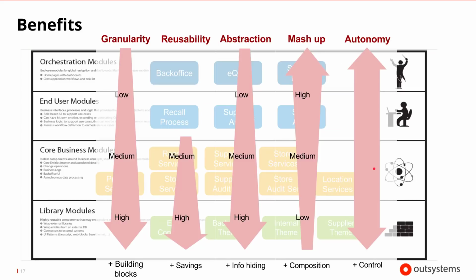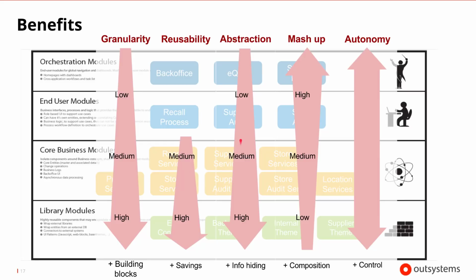So when you follow that whole process, there are a number of different benefits that we get out of that process. So first, the granularity of components in the lower layers of the canvas will be higher and makes them much better building blocks, and they can be more easily reused in other parts of the architecture. So the higher the reusability of the core business modules and the library layers, that will avoid duplication. So there'll be savings for making sure that the components that we put together are highly reusable.